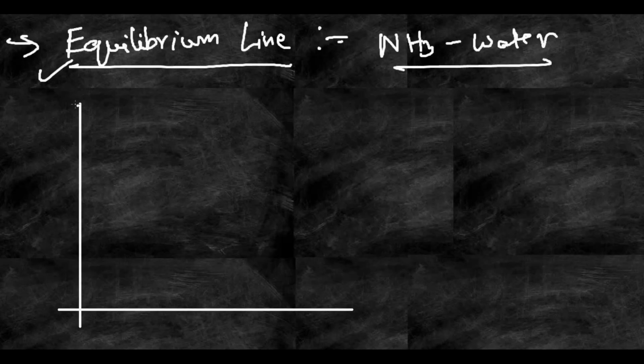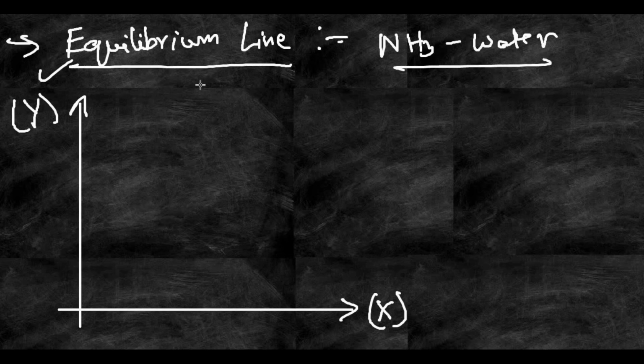So in this graph, I will plot the mole ratio of ammonia in the gas stream, that is capital Y, on the y-axis, and capital X, the mole ratio of ammonia in the water, that is in the liquid phase, on the x-axis. So this is the graph that I have. First, the equilibrium line will be given to us.